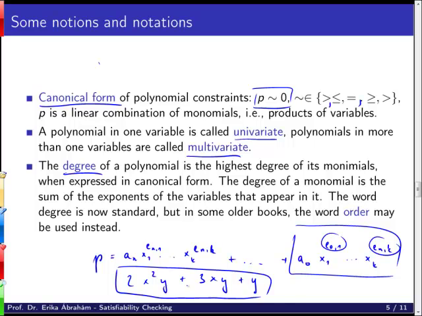For example, 2x squared plus 3x plus 1. Only one variable. Exactly. And also, already solving univariate polynomials with a degree higher than 4 is not trivial.